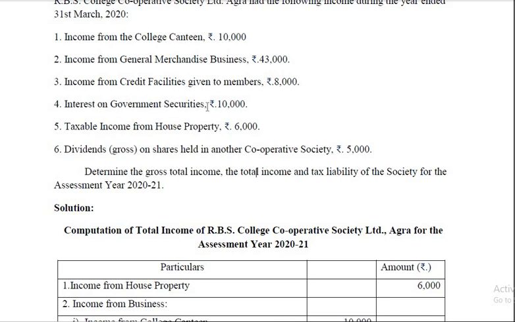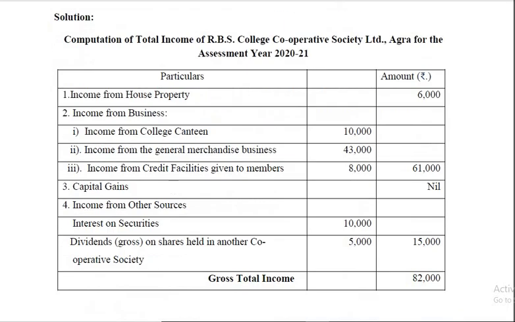Interest on government securities. This will come under income from other sources. Taxable income from house property. This will come under income from house property. Dividends gross on shares held in another cooperative society. So this again will come under income from other sources. Determine the gross total income, the total income and tax liability of the society for the assessment year 2021. Look at the solution here.